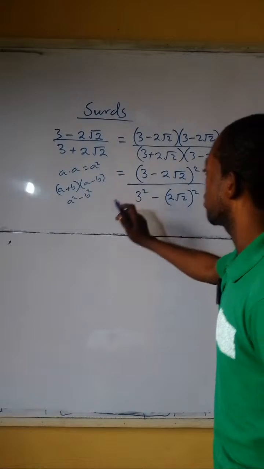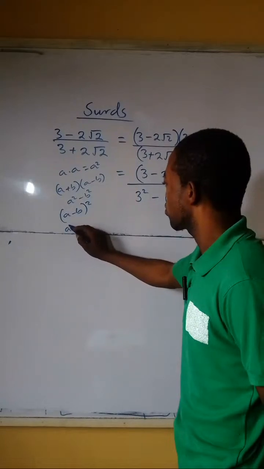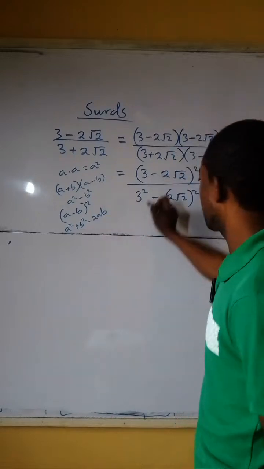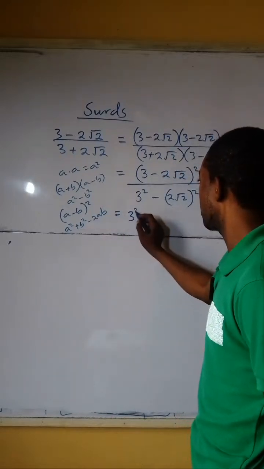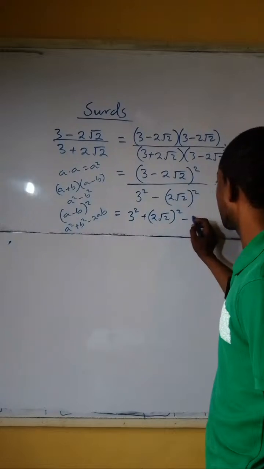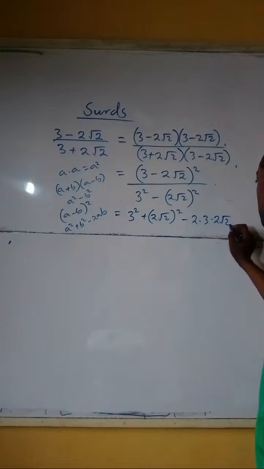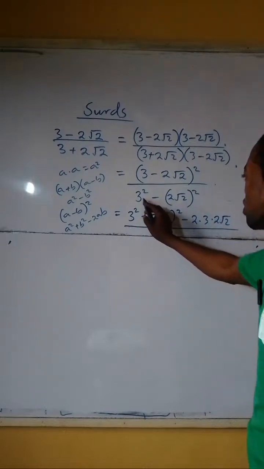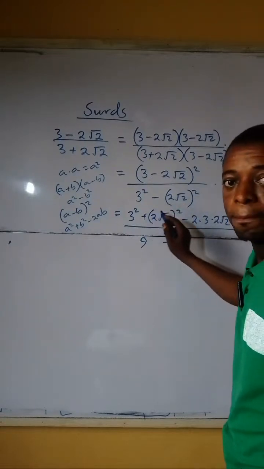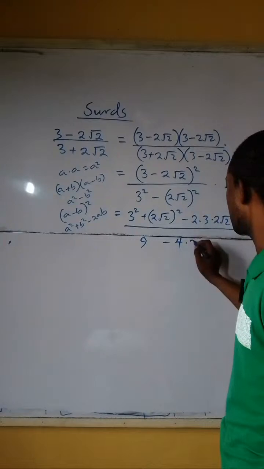Then the expansion up here also follows when we have a minus b all squared, which we can write as a squared plus b squared minus 2ab. That is, from here, we can say this equals 3 squared plus 2 root 2 all squared minus 2 times 3 times 2 root 2, which is divided by, from here, 3 squared, that's 9, then minus, this square affects 2, and also affects root 2. So 2 squared, that's 4, then times root 2 squared, that's 2.